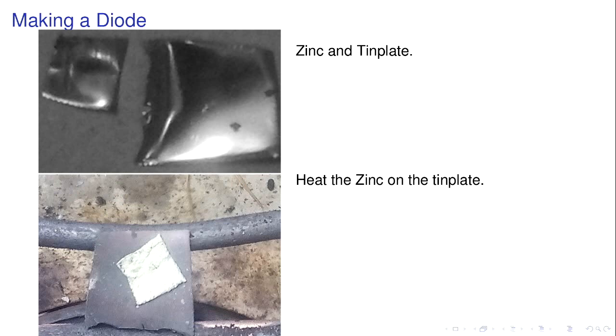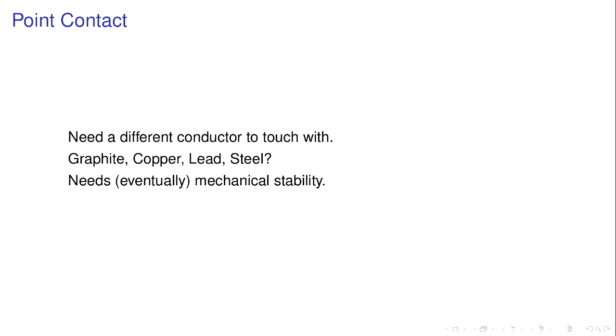That's good because you can solder a wire onto the tin plate and have a good connection. If you're unlucky, you're going to have to use wire glue to glue the thing on, because if you heat the zinc up again, you'll destroy the oxide again. So don't do that. So there's your thing. Then you just probe around. You need a different conductor to touch with.